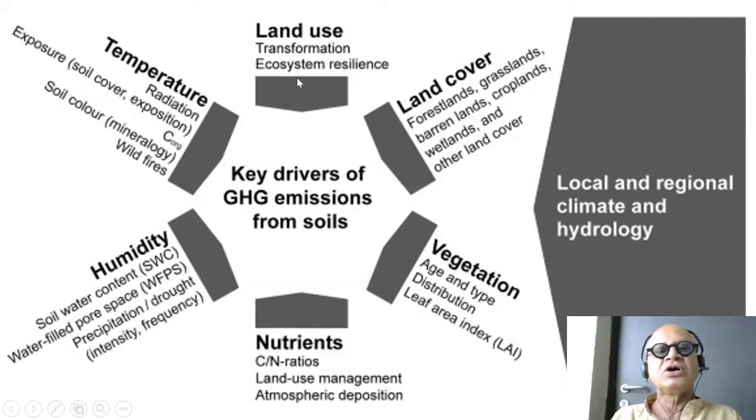Land use, transformation, and ecosystem resilience are affected by that. So land use is anything that is changing natural landscape from forests to agriculture, from agricultural to urbanization, or converting land into lawns for beauty of the house, and so on and so forth. Land cover: forest lands, grasslands, barren lands, croplands, wetlands, and other types. They all have different impacts on the amount of greenhouse gas emissions, and the ability to store carbon is changed as well. Vegetation, age and type distribution, leaf area index. So how much leaf coverage is there? Okay, nutrients, carbon to nitrogen ratios, land use management, atmospheric deposition.